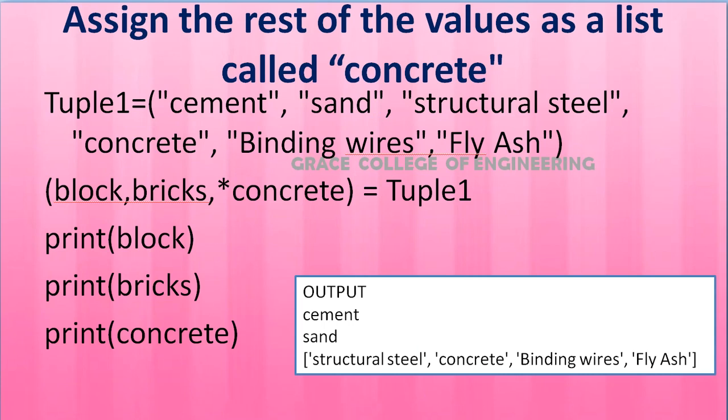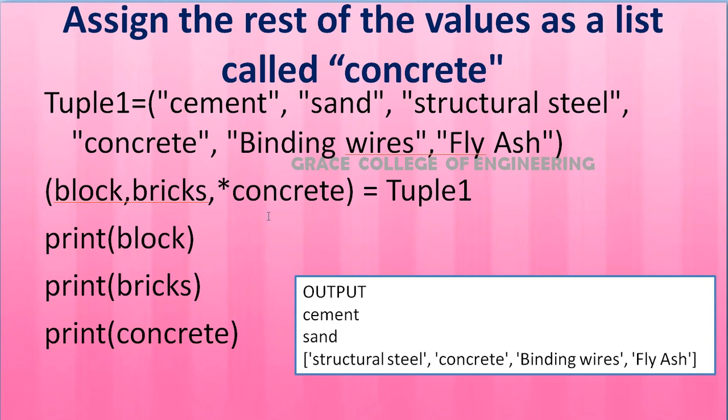The next, one more operation, that is the asterisk symbol. How can we use the asterisk in a tuple? The tuple is created with the variable tuple1. First block, same method, but here I am going to use this asterisk. So block will be assigned to cement, right? So you will get the output cement. Then bricks will be assigned to sand. If you call the bricks, you will get the output sand.